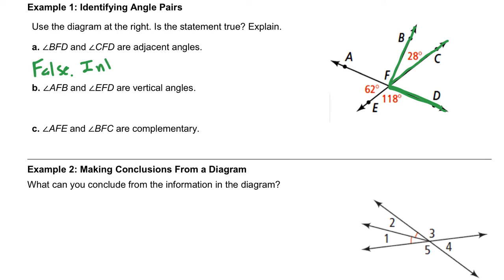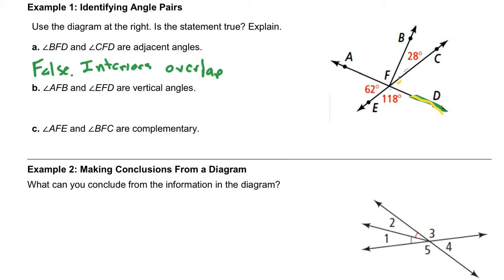because their interiors overlap. Adjacent angles don't have overlapping interiors, okay? These angles, it's kind of funky, but they do share a side, they do share a vertex. They just can't share any points on their interior. So those angles would not be adjacent.